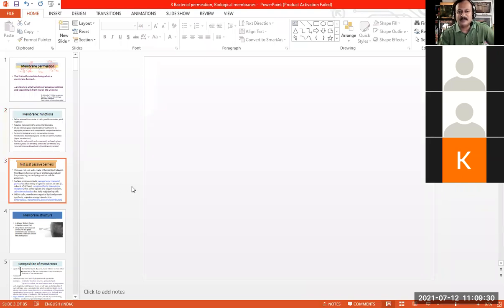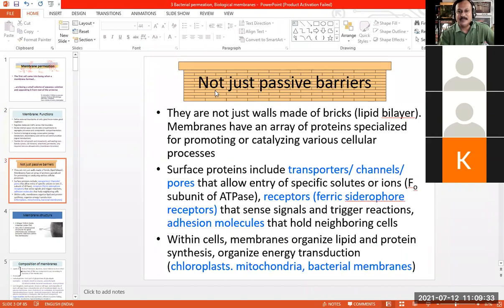In my next slide, I have written that they are not just passive barriers like a wall. It is like two neighbors staying together in a building, or on a plot of land. There is a boundary between them, but across the boundary there are certain interactions going on. Maybe you have something to offer them, and something to receive from them, isn't it? So if the boundary is good, then the neighbors also will remain good to each other. It is something like that.